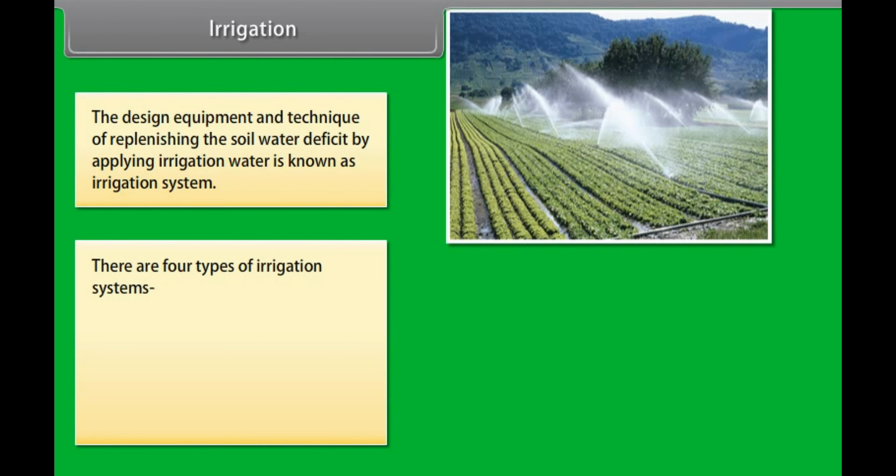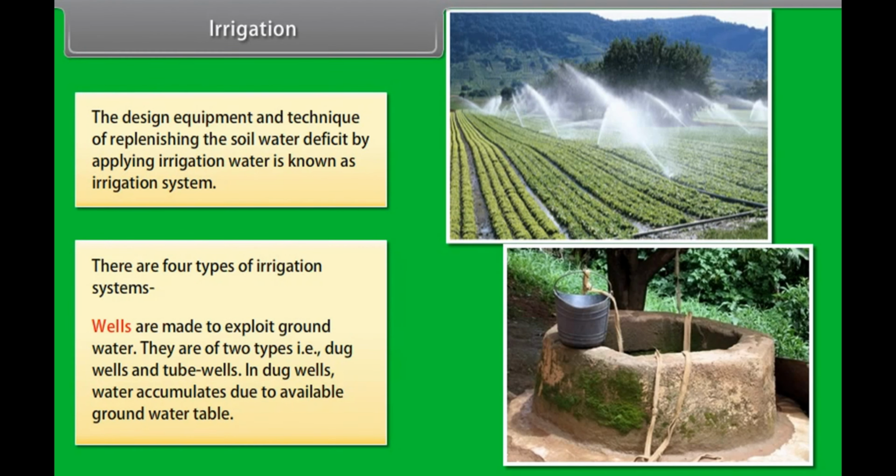There are 4 types of irrigation systems. Wells are made to exploit groundwater. They are of 2 types, that is, dug wells and tube wells. In dug wells, water accumulates due to available groundwater table.